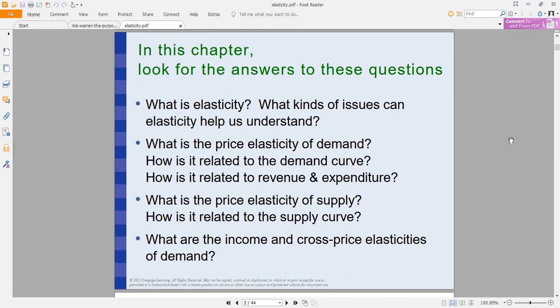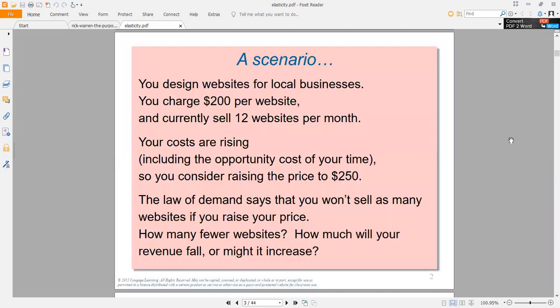And then how is it related to the normal demand curve? And then how is it related to revenue and expenditure? So we'll try to answer all these questions. Then we move on to the elasticity of supply. So what is price elasticity of supply? And then how is price elasticity of supply related to the supply curve? And then we look at the two other types of elasticity, the income and the cross price elasticities of demand. So these are the questions that we'll be trying to answer in this video.